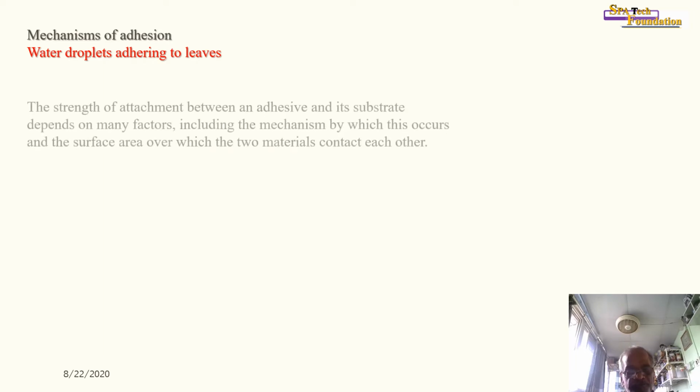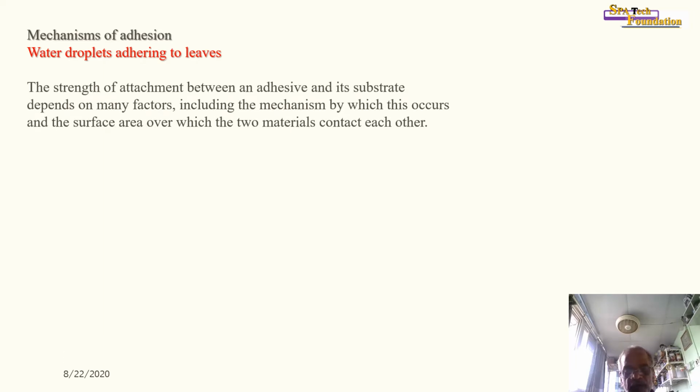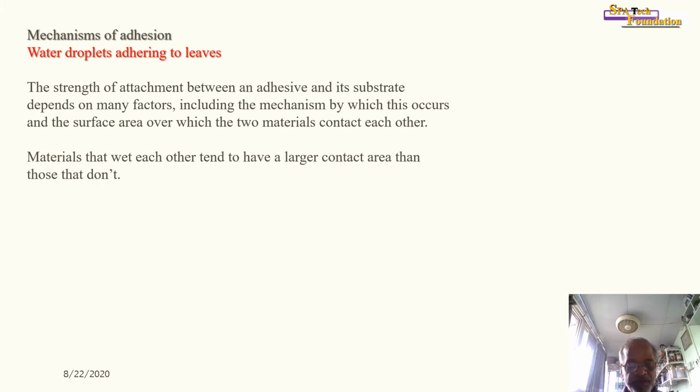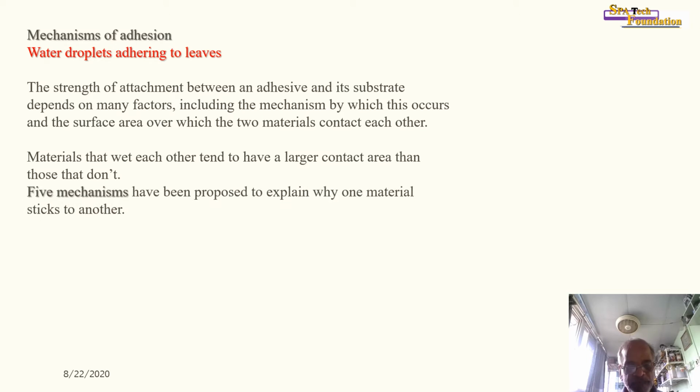Mechanism of adhesion: water droplet adhering to leaves. The strength of attachment between an adhesive and its substrate depends on many factors, including the mechanism by which this occurs and the surface area over which the two materials contact each other. Materials that wet each other tend to have a larger contact area than those that don't. Five mechanisms have been proposed to explain why one material sticks to another.